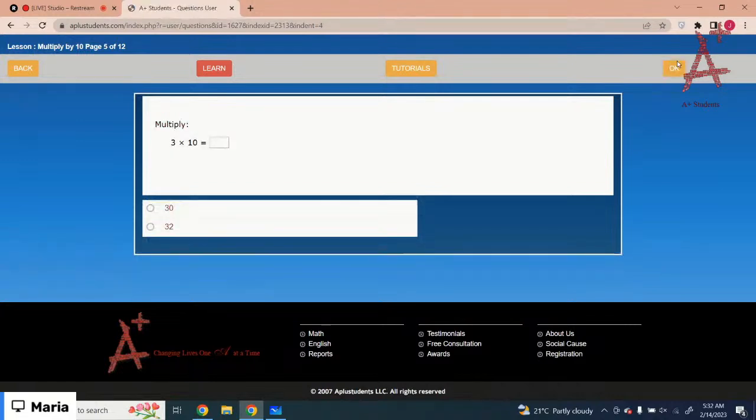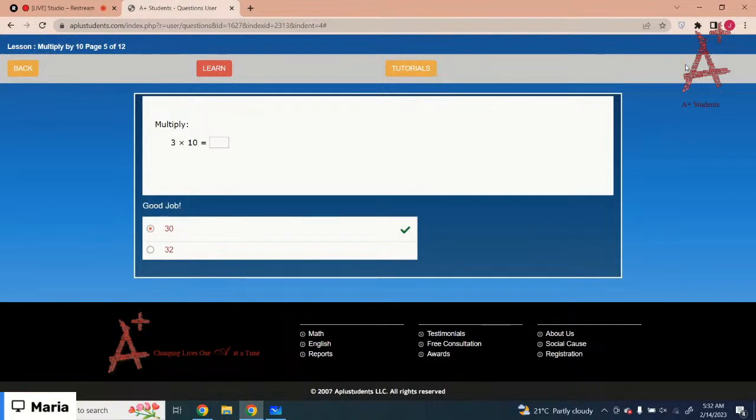Okay, the next one is 3 times 10. So 3 times 10 is 39. No, 30 it is. 3 times 10 is 30. I think it's a typing mistake. 10 times 3 is 30.